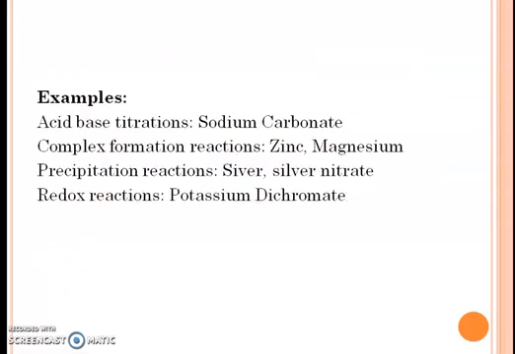Let us see some examples of primary standard. For acid-base titration, sodium carbonate; in complex formation reaction, that is in complexometric titration, often zinc and magnesium are used as primary standards. In precipitation titration, silver and silver nitrate are used as primary standard. In redox titration or redox reactions, potassium dichromate is used as primary standard.